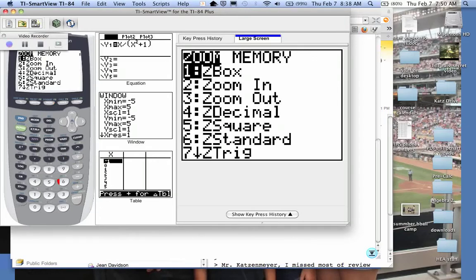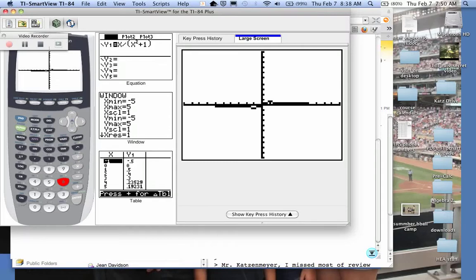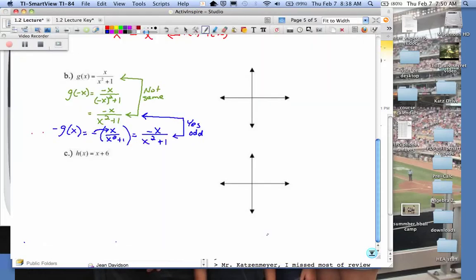Zoom. Go back to a standard window. You can't really see what's happening, but I'm not going to zoom in on it. It's kind of following down along here, and it comes down a little bit, and it goes back up. So if I fold this graph like a butterfly, what's going to happen? You could say that like the top part would be over there, right? Okay, so that tells me that it's not an even function.